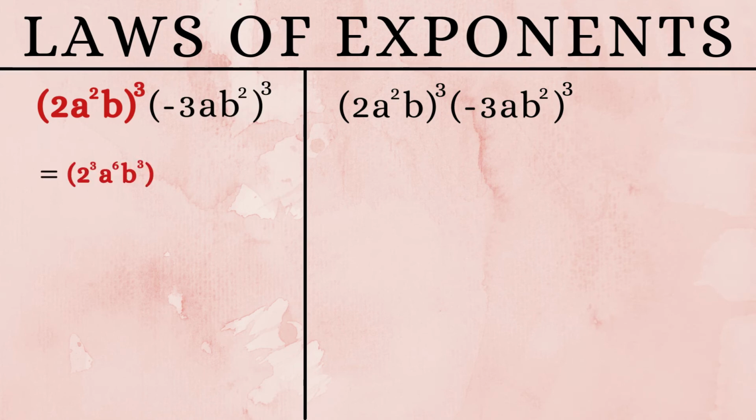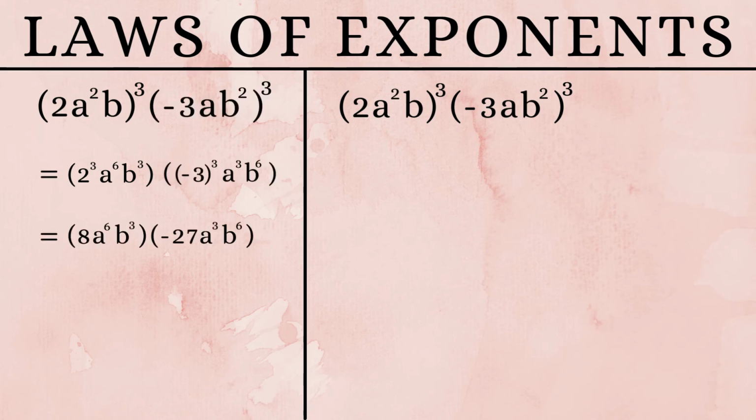Now that becomes 2 to the power of 3 into a to the power of 2 into 3, which is a to the power of 6 into b cube. Next, minus 3 ab square the whole cube becomes minus 3 the whole cube into a cube into b to the power of 2 into 3, which is b to the power of 6. When simplified, we get 8 a to the power of 6 b to the power of 3 into minus 27 a cube b to the power of 6.